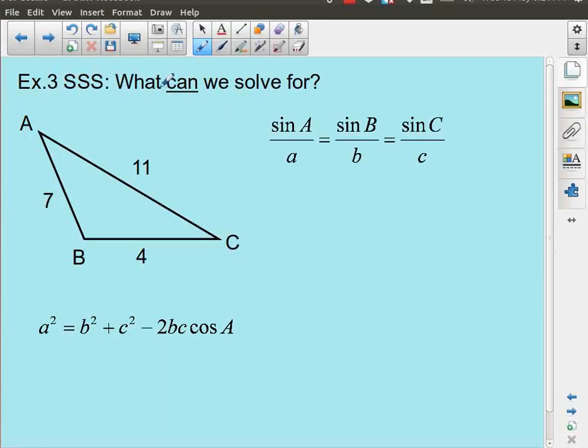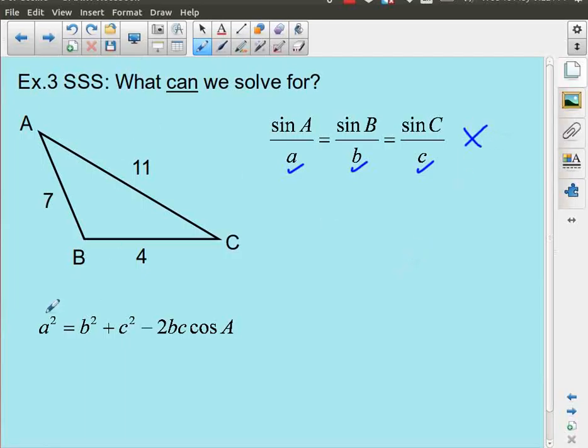Side, side, side. There's our third example. So what can we solve for here? Side, side, side, that's pretty easy. No matter which pair of ratios I choose, if I choose these first two, the angles A and B are unknown. I can't solve for two unknowns. If I choose the second two, angles are unknown. Or if I choose the first and the third, two angles are unknown. So I cannot use the sine law in this case.